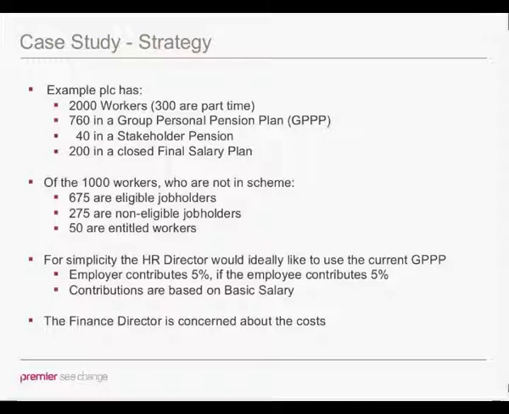And then they've got another 50, what's the term called, entitled workers, and those are people that are earning less than £5,668 for next tax year. So again, a real cross-section, fairly typical scenario.